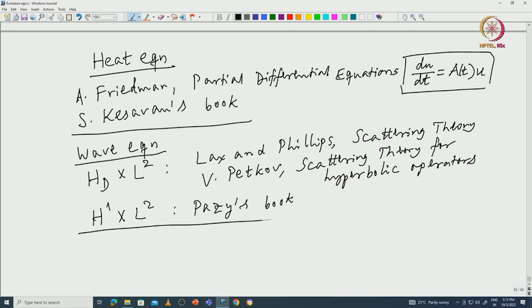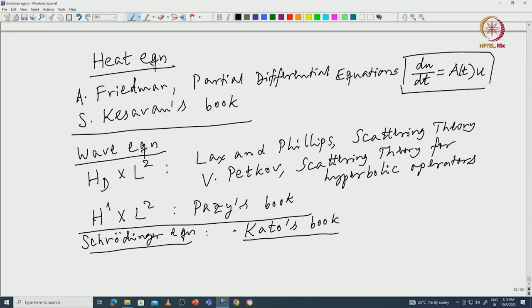And for the Schrodinger equation, the main reference is Kato's book, which I earlier cited, Perturbation of Linear Operators. That is one thing. And you also see a discussion on the Schrodinger equation in Schester's book. This I also cited earlier.